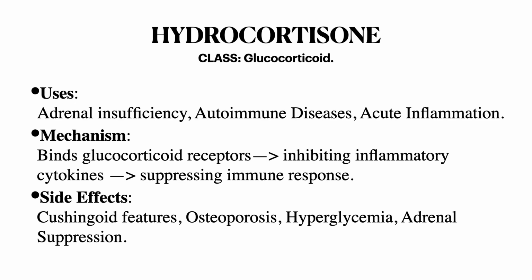The other drug that we have here is hydrocortisone. It belongs to the class glucocorticoids, and the uses are adrenal insufficiency, autoimmune diseases, and acute inflammation. The mechanism of action is that it binds glucocorticoid receptors and inhibits inflammatory cytokines, obviously suppressing the immune response. So in the long term, it can cause opportunistic infections, right? The side effects of this drug are Cushingoid features if there is overuse, osteoporosis, hyperglycemia, also called adrenal diabetes, and adrenal suppression can occur.